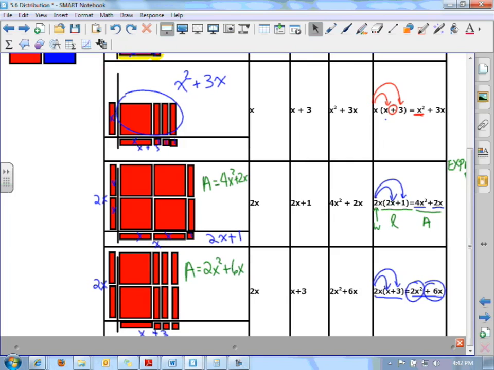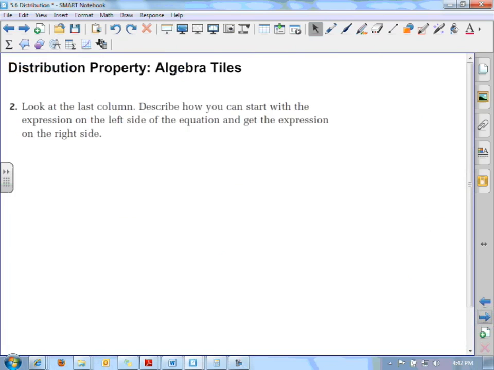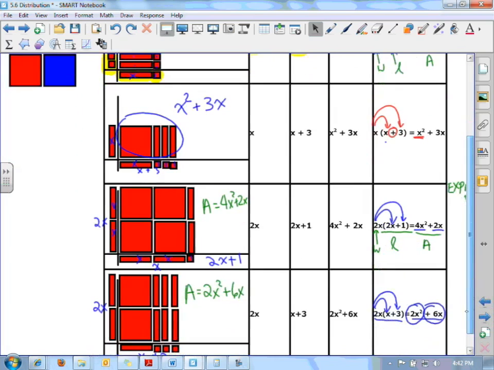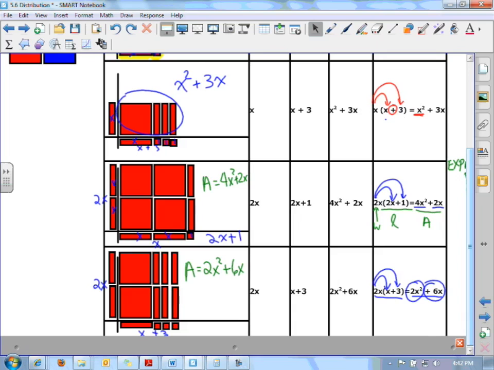So we're going to answer that for question 2. It says, look at the last column. And again, if you need to go back and rewind or pause to copy it down, you can. But you should all have this. So I'll just keep this up a minute. If you need to pause it for a minute to copy down, you can. And we're going to answer question 2.